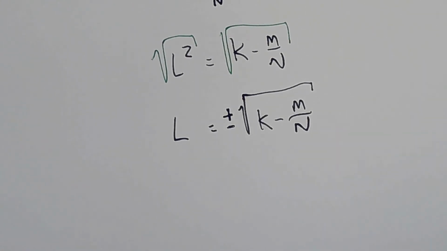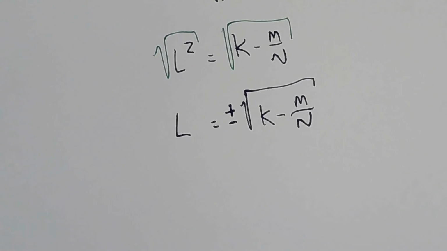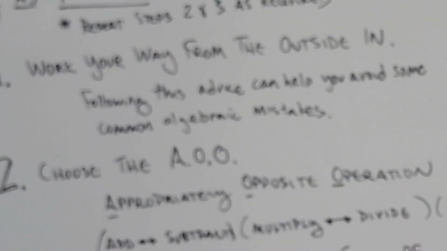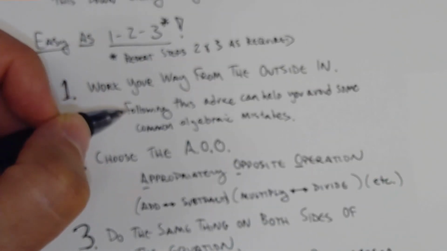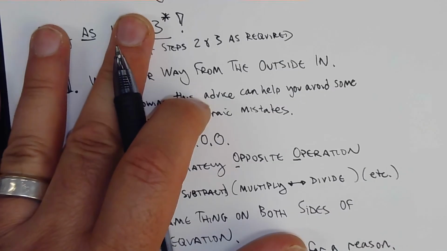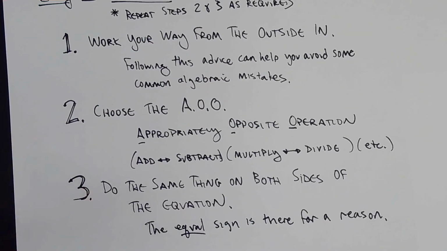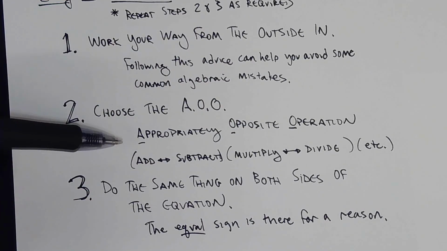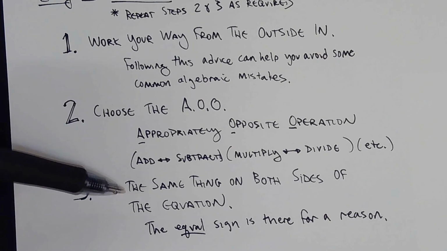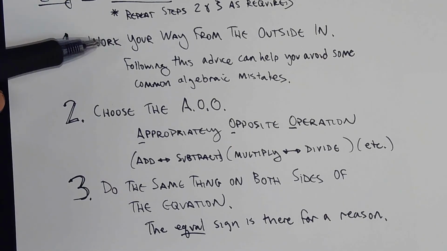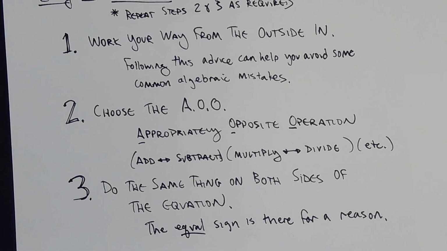So in all these cases, even though it gets a little more complicated, we are still following the same three steps. It is important to work your way from the outside in, choose the appropriately opposite operation, and then do the same thing on both sides of the equation. If you mess up on any of these steps, you could easily end up making a mistake in the whole problem. If you follow all three of those steps, you can still make a mistake, but maybe it'll be a little less frequently.